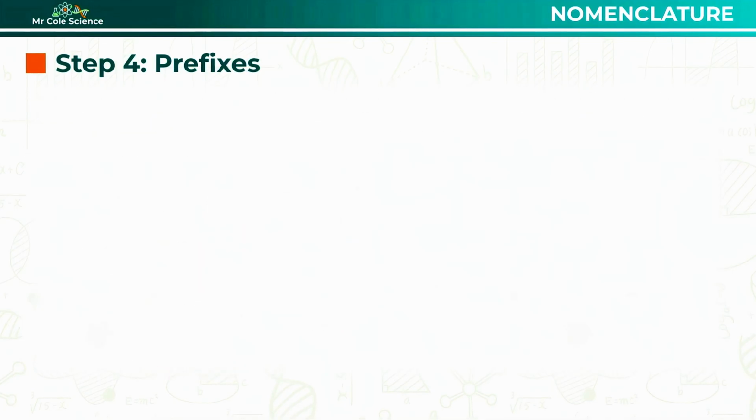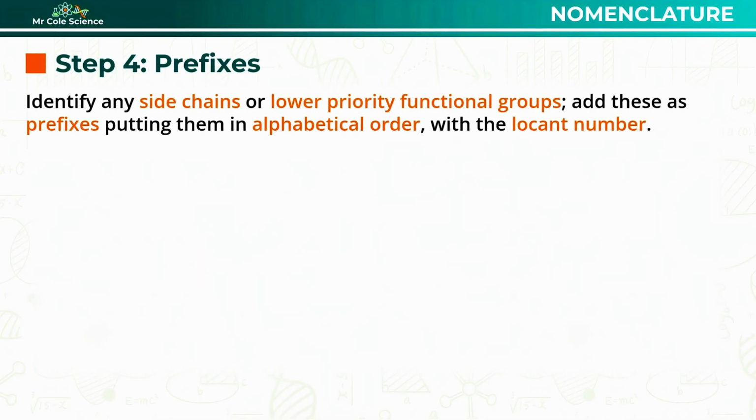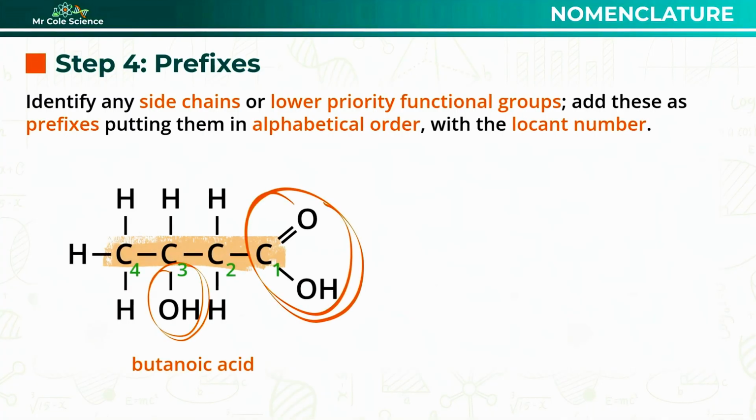In step 4, we identify any side chains or lower priority functional groups and add these to the name as prefixes, listing them in alphabetical order with the locant number for each. So here's our previous example back again. We've already established the butanoic acid part of the name as there's 4 carbon atoms with a carboxyl functional group, which doesn't require a number as it will always be on the first carbon.